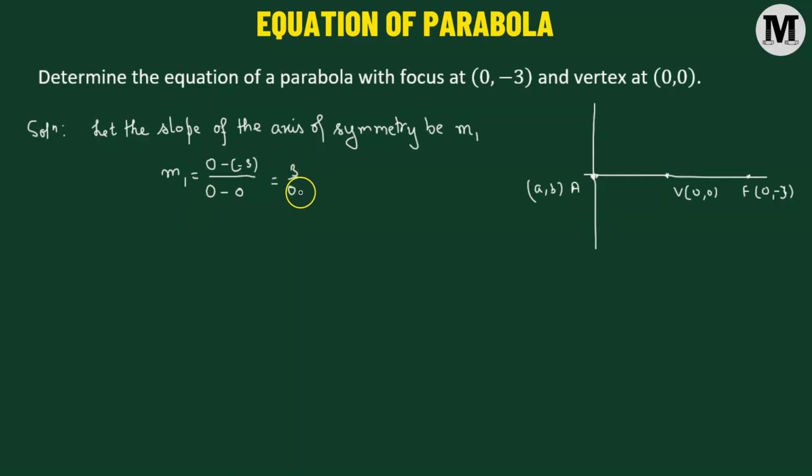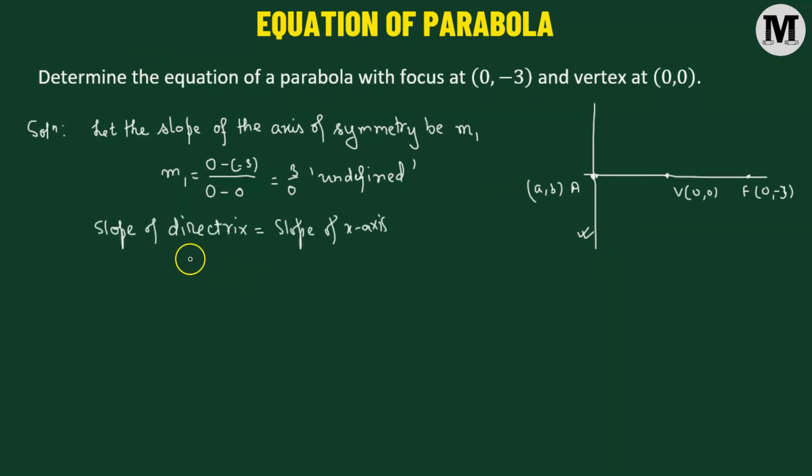Now here we have a division by 0, which means that the slope of the axis of symmetry line is undefined. Since the slope of the axis of symmetry line is undefined, it simply means that the line is actually parallel to the y-axis, or we can say it is perpendicular to the x-axis, which automatically tells us that the directrix is the line which is going to be parallel to the x-axis. So that means its slope is going to be equal to 0. Let's suppose that the slope of directrix is given by m2, and what is the slope of the x-axis? That's simply equal to 0. So that means the slope of the directrix line will be equal to 0.